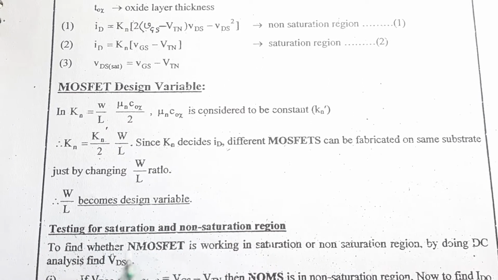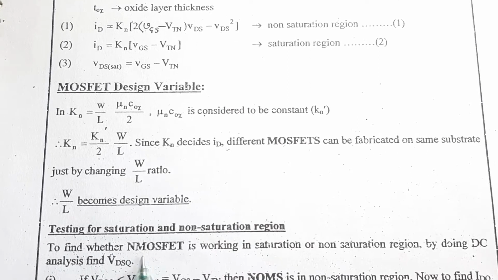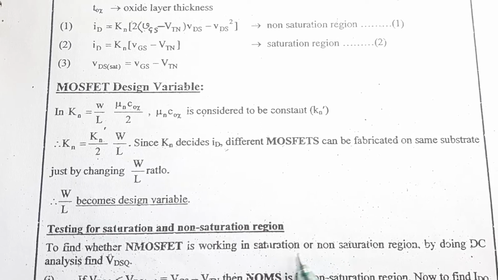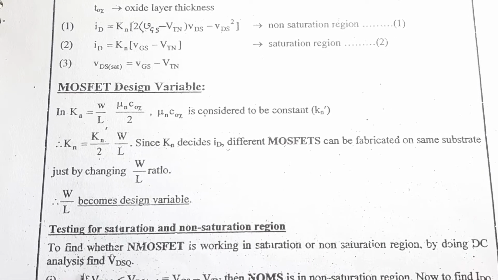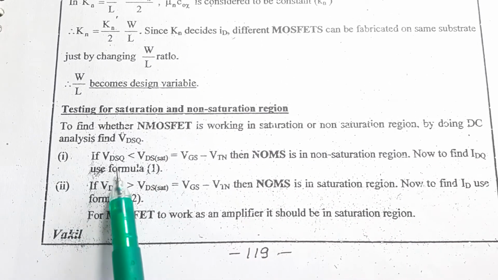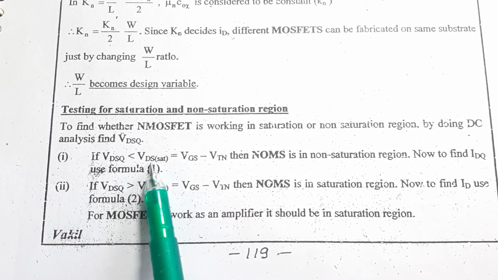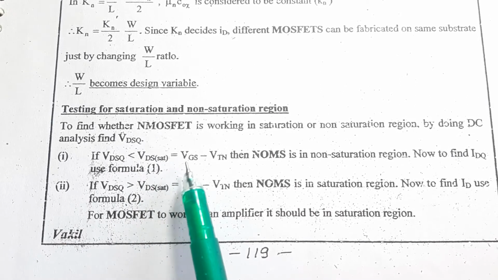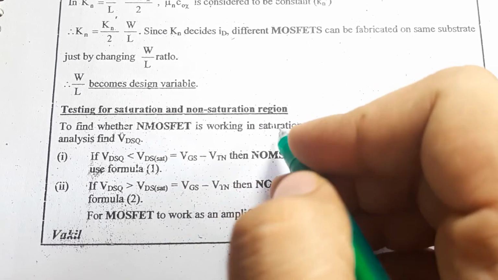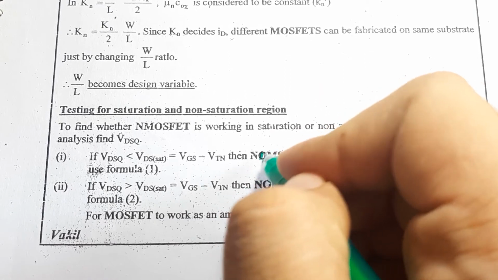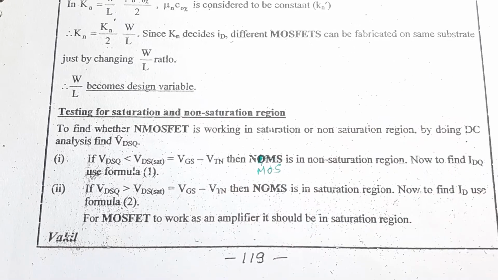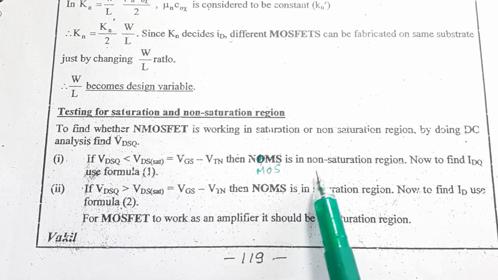Now, testing for saturation and non-saturation region. To find out whether the NMOS is working in saturation or non-saturation, by doing the DC analysis, we find VDSQ first of all. Now, if your VDSQ is less than your VDS sat, which is given by the formula VGS minus VTN, then your NMOS over here, this is not NOMS, this is NMOS, printing mistake there. Then your NMOS is in non-saturation region.